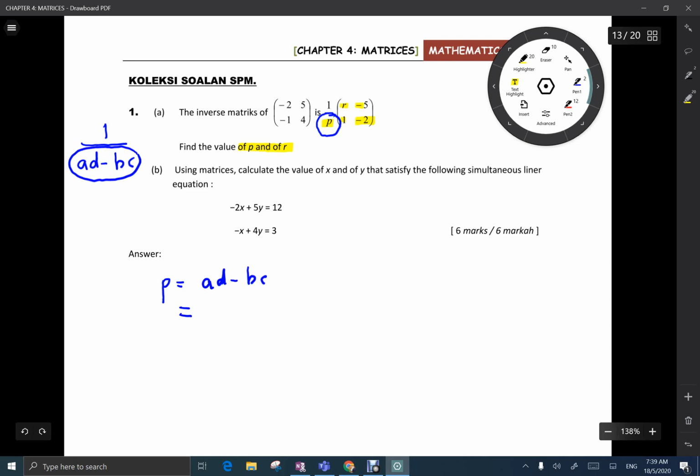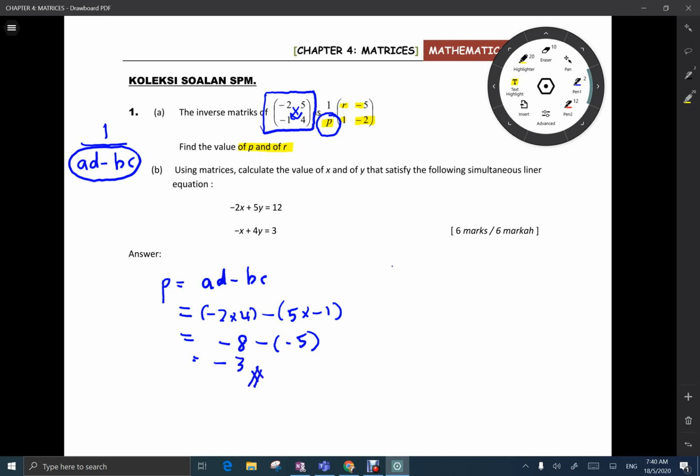So, ada dua matrix kan? So, mana satu awak nak ambil to find the P? Of course, kena ambil yang complete ni lah. So, take from here. So, AD minus BC. So, -2 times 4 is -8. So, minus B and C. 5 times -1. So, kita solvekan lah. -2 times 4 is -8 minus -5. So, ambil calculator nanti, awak akan dapat our P is -3.